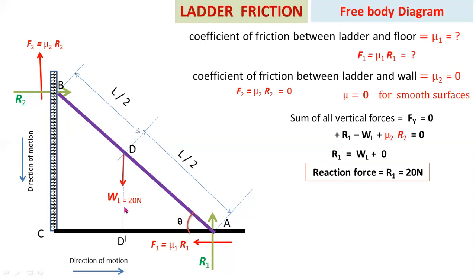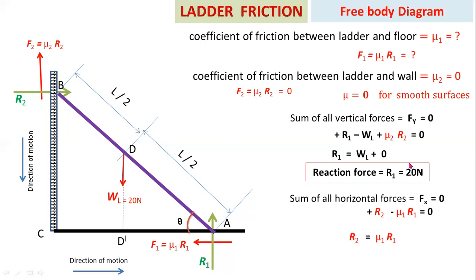Now we have to resolve all the forces along the horizontal axis. F1 and R2, these two are the horizontal forces, so you have to consider these two forces. For left side direction you have to consider minus sign, for right side direction you have to consider positive sign. So plus R2 minus mu1 R1 equal to 0. From this equation, R2 equal to mu1 R1.